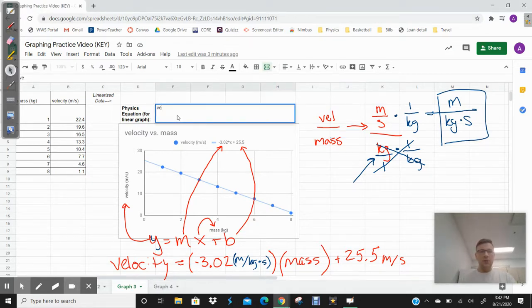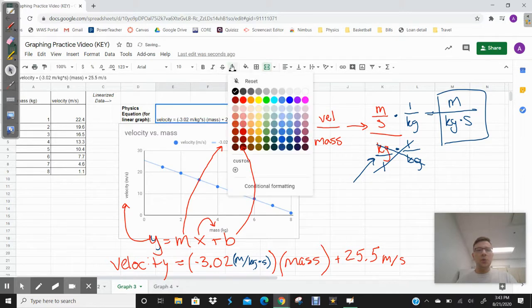So we would type velocity is equal to negative 3.02, and then meters over kilograms times seconds. Okay. If you just want to do one big parentheses here, that's fine. I know what this is supposed to be. If you want to put in extra parentheses there, that's fine. And then we're going to multiply that by mass, because that was on our x-axis, plus our y-intercept, which is 25.5 meters per second. Okay.